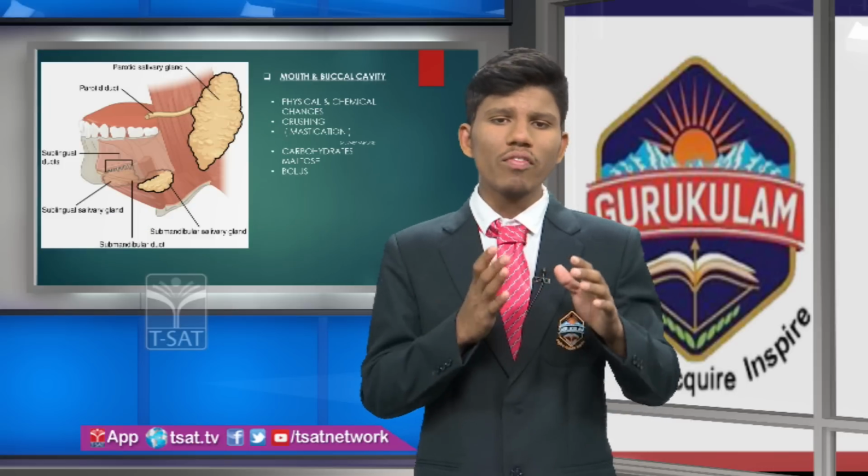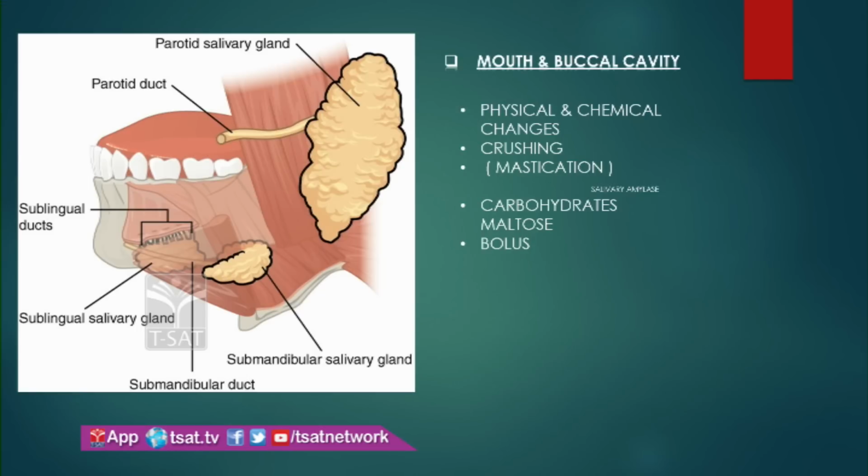So the process of digestion starts with the mouth, or we can call it the buccal cavity. In the mouth, the food undergoes both physical and chemical changes. Here in the mouth we can find teeth, tongue and 3 pairs of salivary glands. The 3 pairs of salivary glands are submandibular, parotid, sublingual.